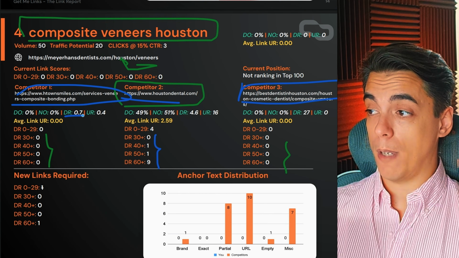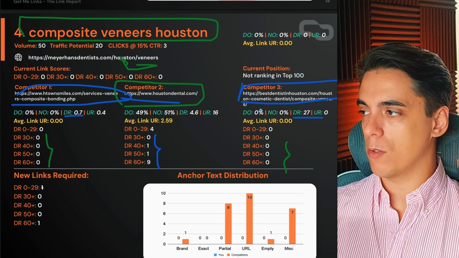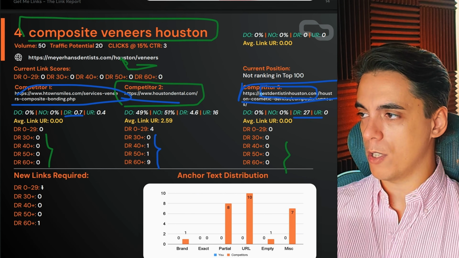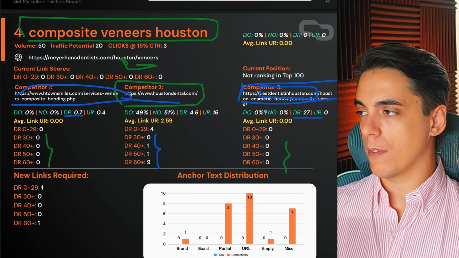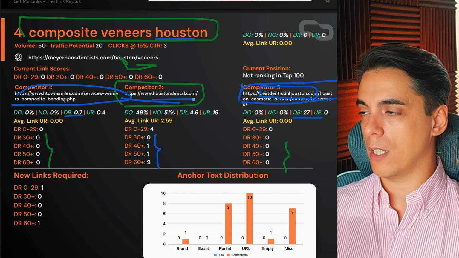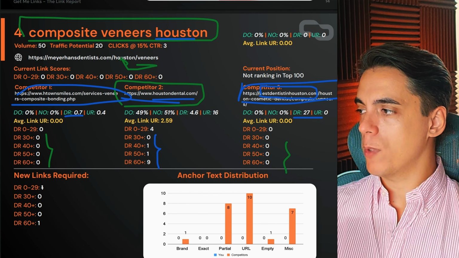This is a very weak domain. Very good news. They are a 20-something domain, as we already knew. They also have the advantage of being best dentist in Houston.com, which is pretty much an exact match domain here. They're going to have a bit of an advantage by having Houston there, same as Houston Dental has, right, in the domain name. And what I'm going to do is exactly the same as before.